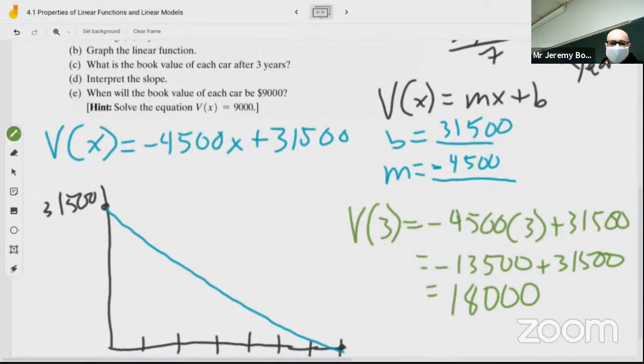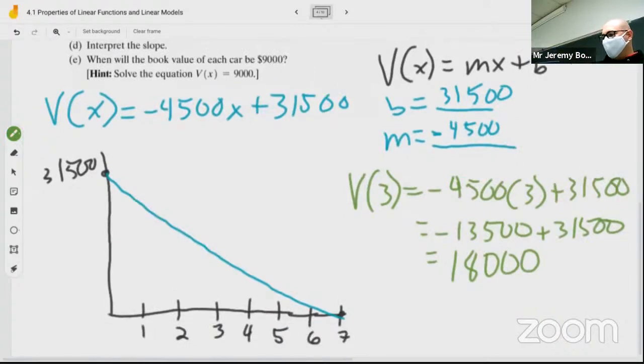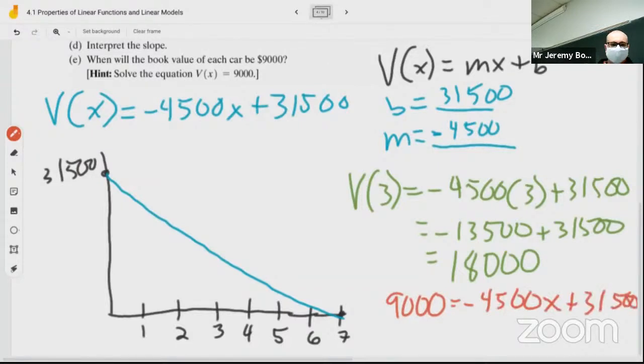D, interpret the slope. I think you understand that every year it's going to decrease by $4,500. Part E, when will the book value of each car be 9,000? So if you want to figure out what year it's going to be worth $9,000, we're going to set this up. Instead of v of x, we're going to say 9,000 is equal to negative 4,500x plus 31,500. And then we're going to solve that linear equation.